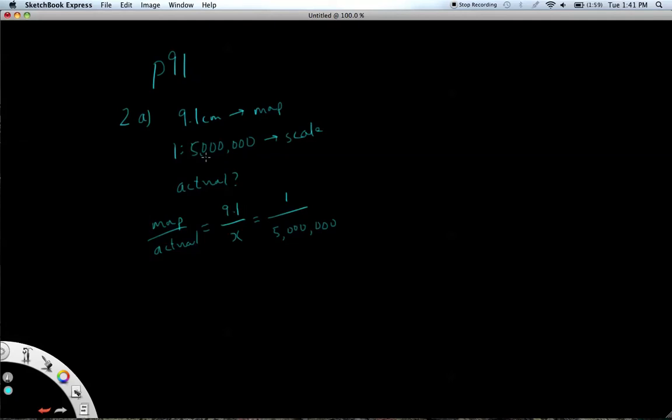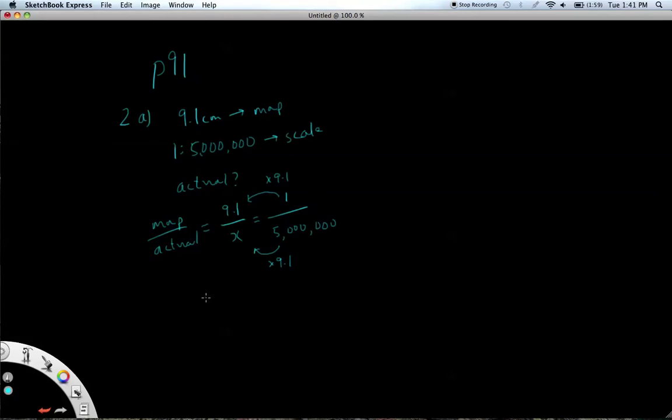Now I've set up the fractions, so what I want to do is, let's use the same color here. I want to go from known to unknown, so this direction, to this direction. To go from known to unknown, I already know, from 1 to 9.1, I'm going to multiply by 9.1. So what I do to the top, I also do to the bottom, so 9.1.